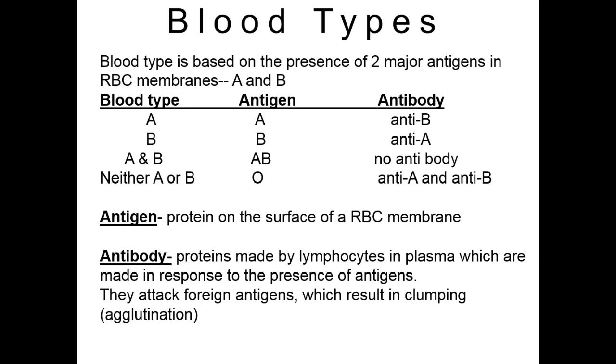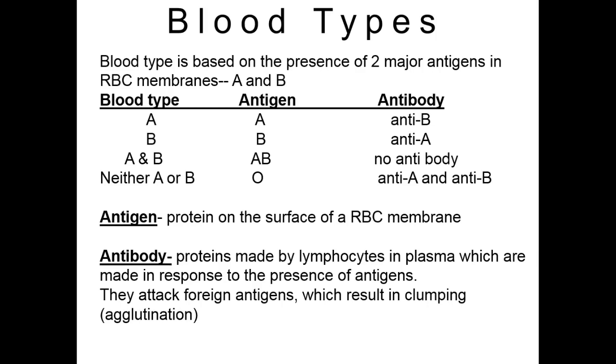So with type A blood, where you have the A antigen on the membrane, you're going to have the anti-B antibody. So the anti doesn't like B. It's type A, doesn't like B, anti-B. With type B, you're going to have B on the surface, and it's going to have the anti-A. If it's type AB on its surface, there's not going to be any antibodies. And with neither A nor B, which is type O, you're going to have anti-A and anti-B.